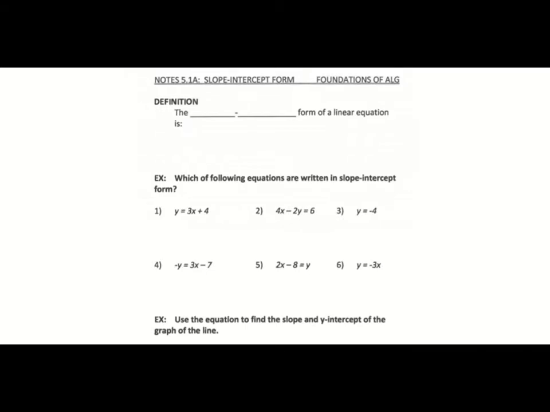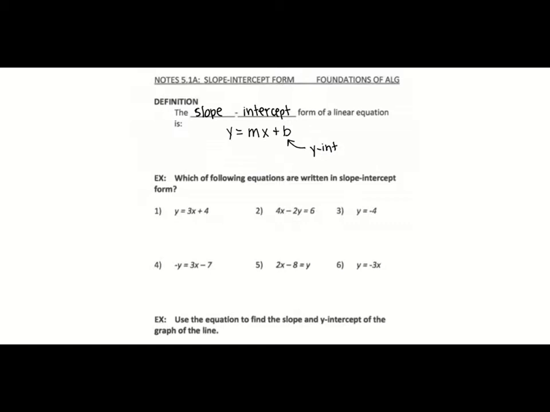In section 5.1a, we're going to talk about slope-intercept form. And our definition of slope-intercept form is an equation. So the slope-intercept form of a linear equation is y equals mx plus b. And in this equation, we have our b is our y-intercept.